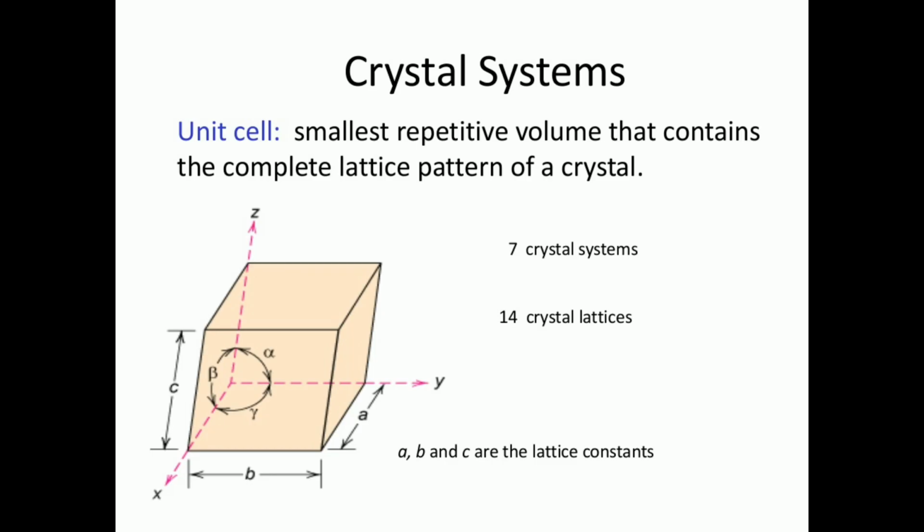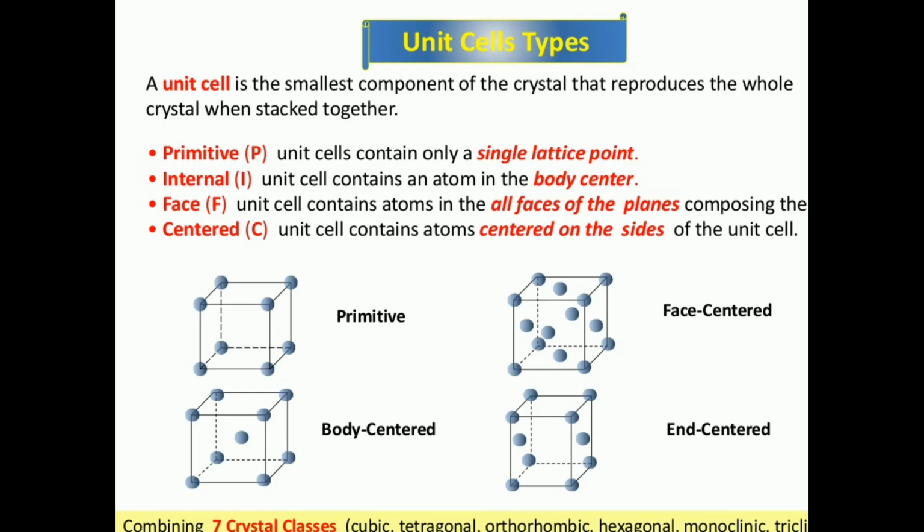In a crystal system, the unit cell is the smallest repetitive volume that contains the complete lattice pattern of the crystal. There are 7 crystal systems and 14 crystal lattices. a, b, c are the lattice constants, along with directions or diagonals. The unit cell is the smallest component of the crystal that reproduces the whole crystal when stacked together.